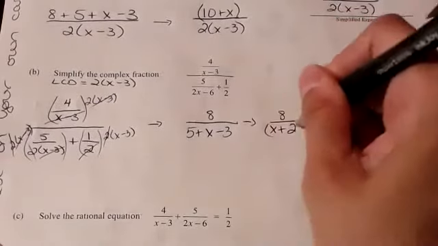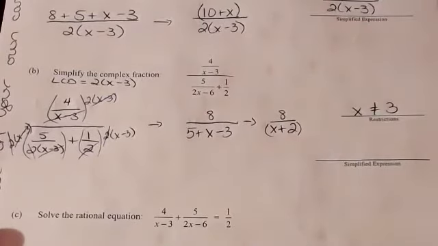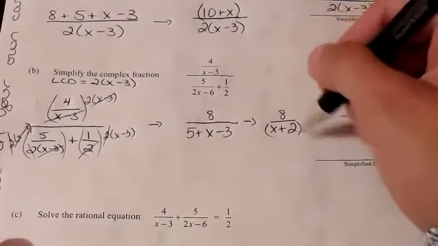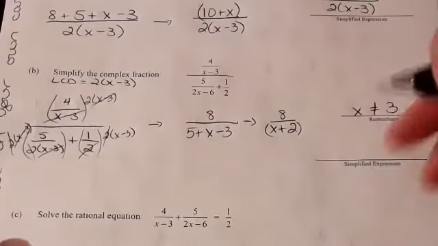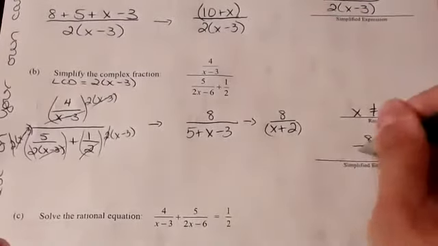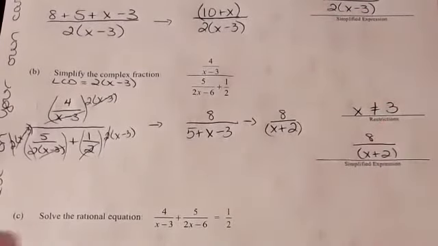In our denominator, we have the binomial x plus 2. So keep in mind, we cannot just reduce terms. This is not allowed. So our answer is 8 over x plus 2, and we're done.